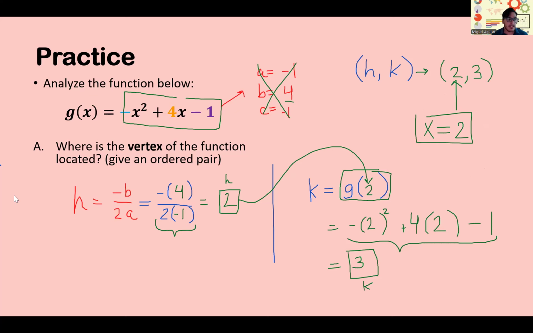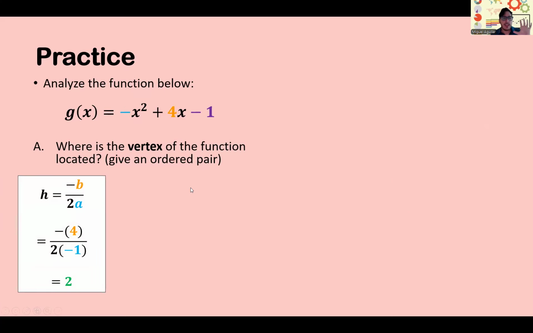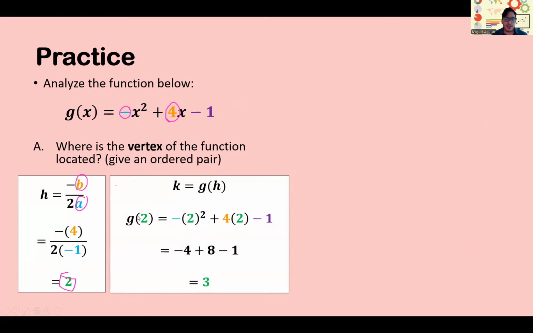All right. I'm going to clear the screen right now because I have these animations in the PowerPoint. So I show you, and I tried to color code some of the things, like the coefficient A was this negative 1, so that's why I put it in blue. And then B was orange, so I kept that consistent here. And we found our H value that way. Then we took our H value, plugged it into the original function, and we found K. Putting it together, we found our vertex.